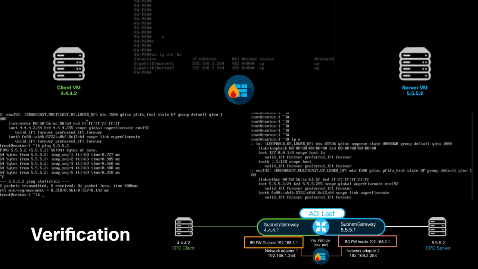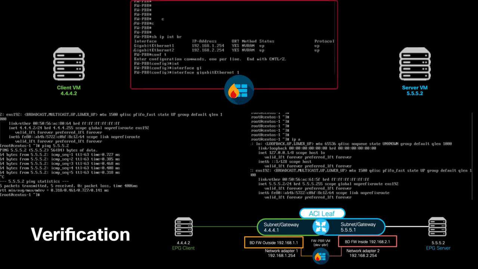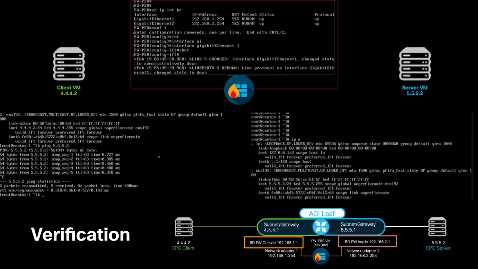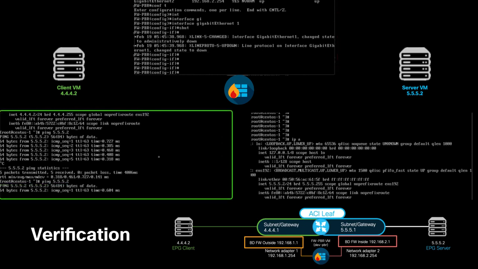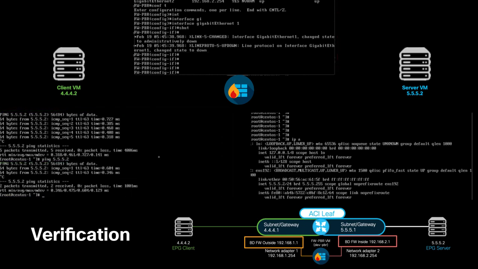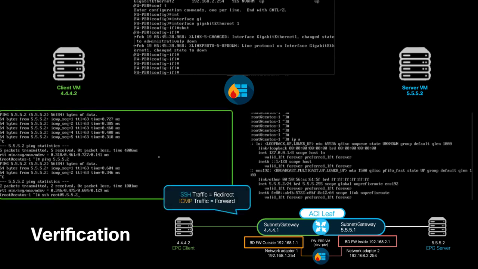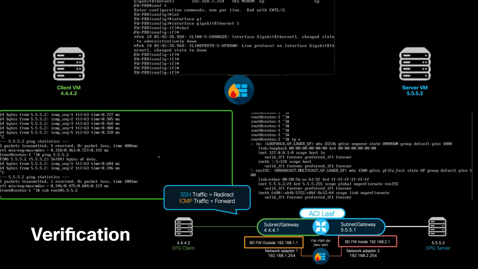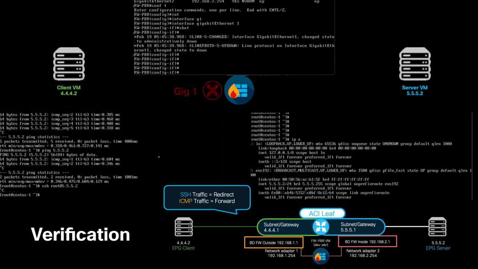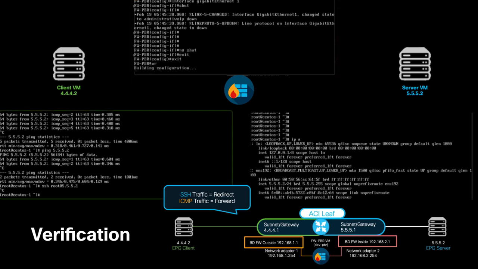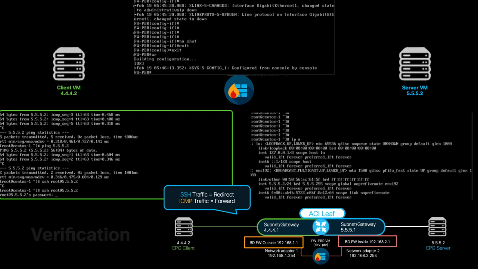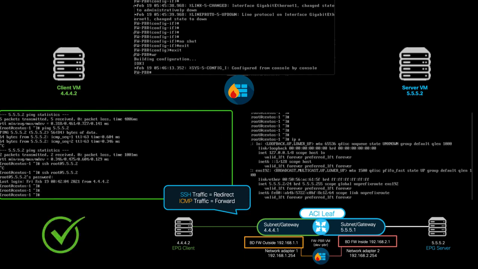We can verify such behavior by going to our firewall and shutting down one of its interfaces. As you can see, our ping still works, which confirms that ICMP traffic is being routed directly by the ACI fabric. Now, if we try to SSH to the server VM, we can see that it does not work as expected, since that traffic is being redirected and our firewall interface is currently shut down, as you remember. Let's go ahead and bring that interface back up. And as you can see, we can now successfully SSH into the server, proving that our policy-based redirection configuration is working.